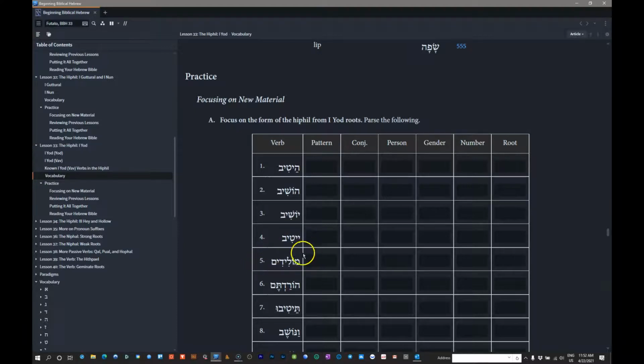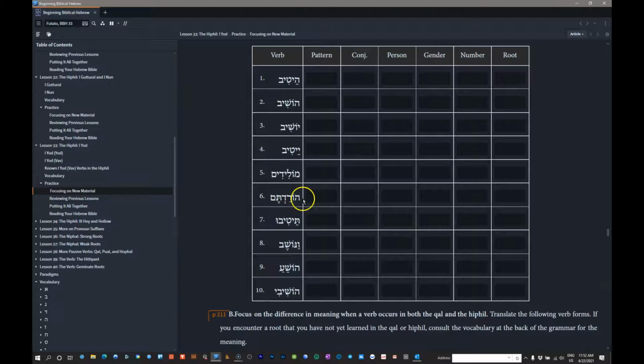Number 5, we know that this is a participle. This is a Hiphil participle because of the mem. Hiphil participle masculine plural form of yalad. Number 6, here we know it's perfect.